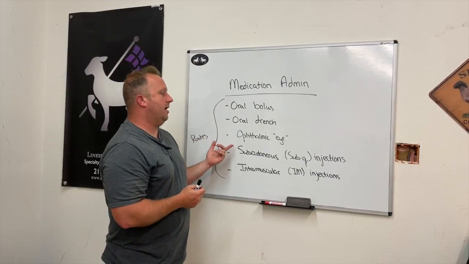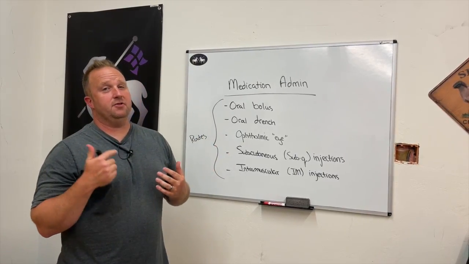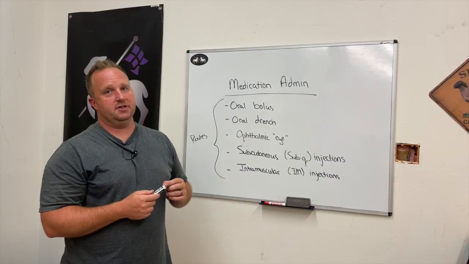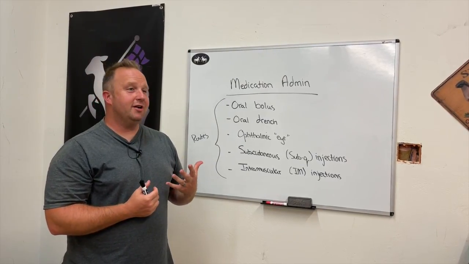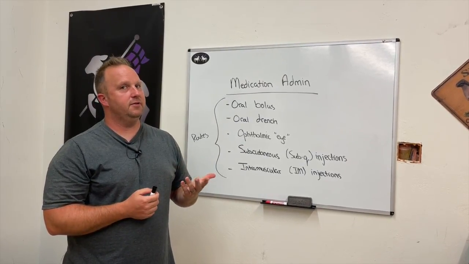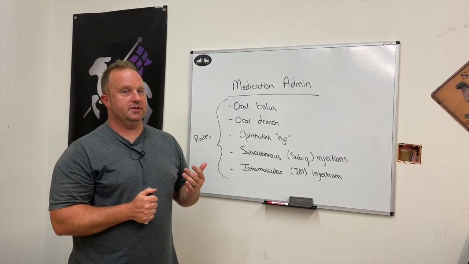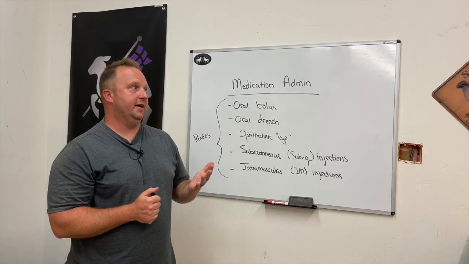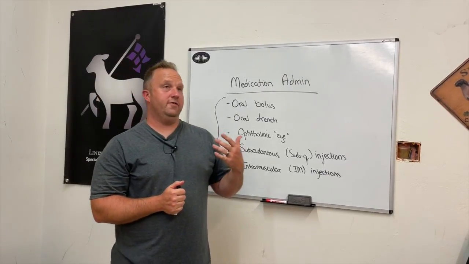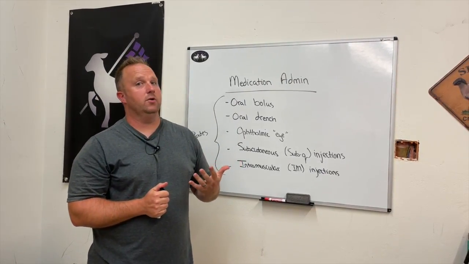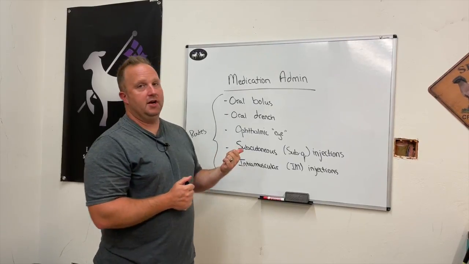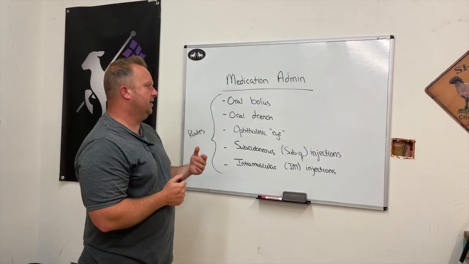Then we're going to get into the ophthalmic. This is given through the eye. So this would be medication that's administered into the eye. Generally speaking, there's only a very few set of examples that I can think of that you would use this, but the main one is going to be pink eye. And if you're in animals long enough, you are going to see pink eye. So this is very important to learn as well.